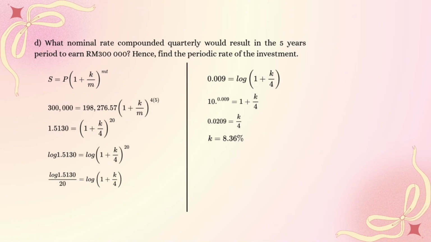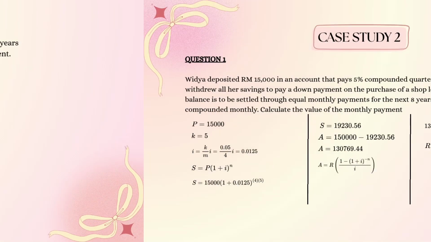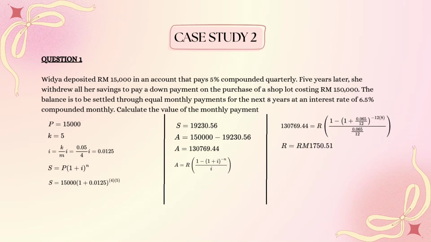And we subtract 1 from both sides. And we multiply it by 4. So k, we get 0.0839. So the nominal annual interest rate is 8.36%.